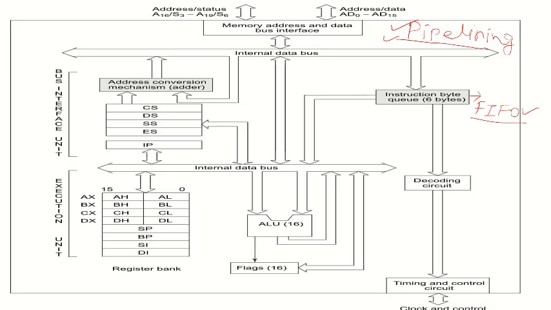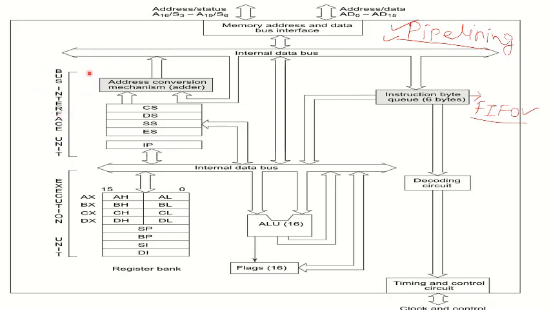Next we have the execution unit. So this is the execution unit. The main function of the execution unit is to decode and execute the instructions. Which instructions will it decode and execute? Those that have been fetched by this bus interface unit.